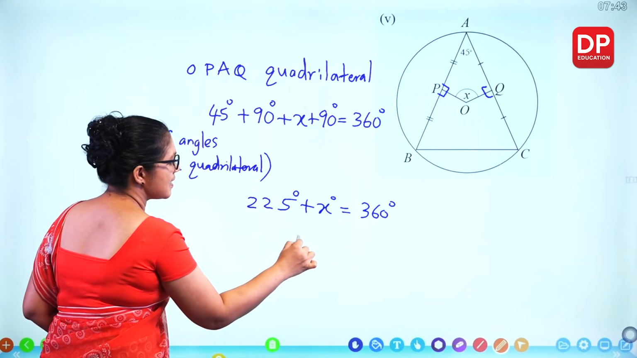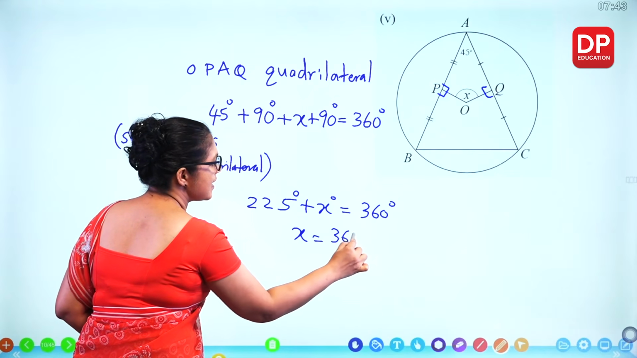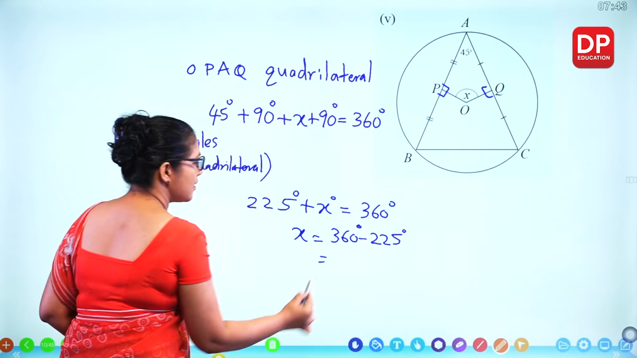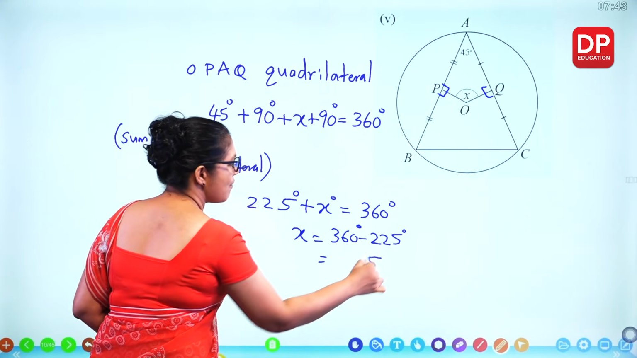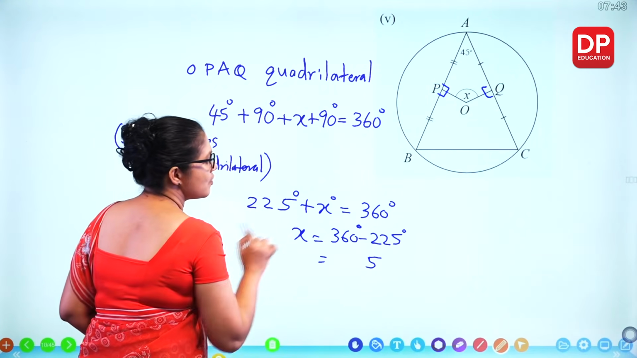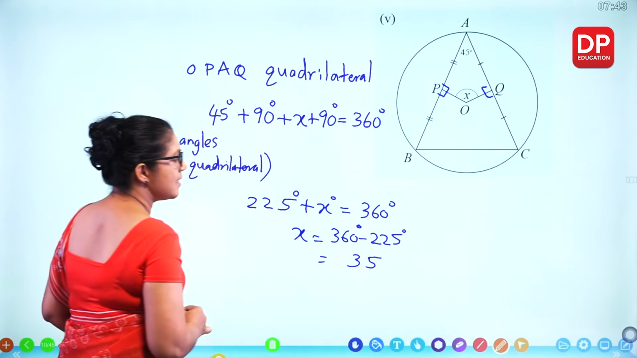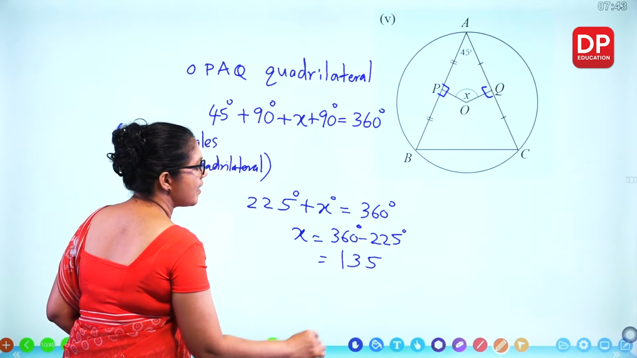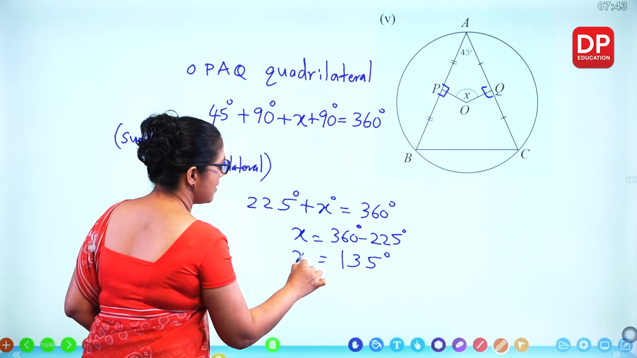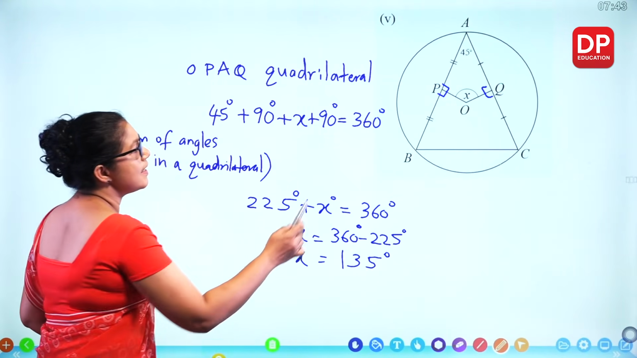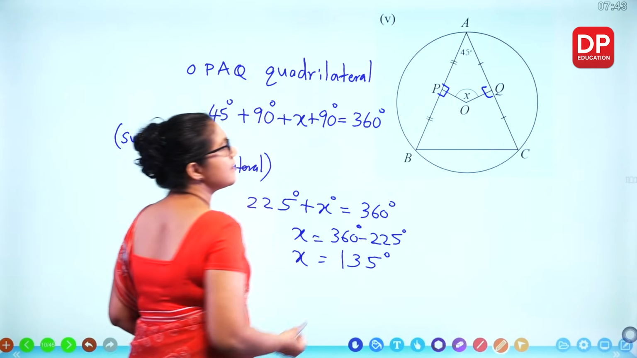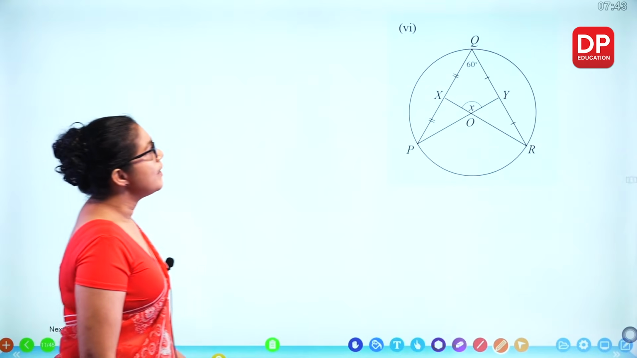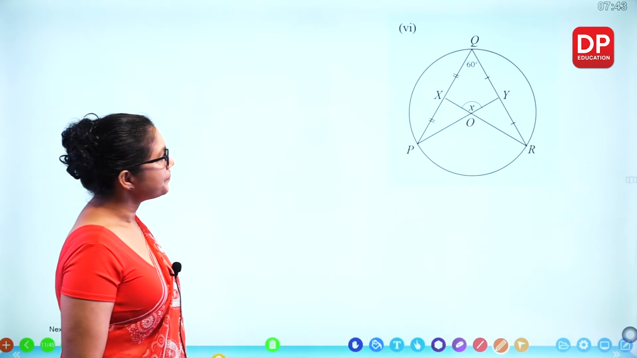So, what is x? x becomes 360 minus 225. So, when you subtract, what do you get? 5, 10. So, you get 3, 6 minus 3, 3, 3 minus 2 is 1. 135 as this angle. Now we'll look at the next part.